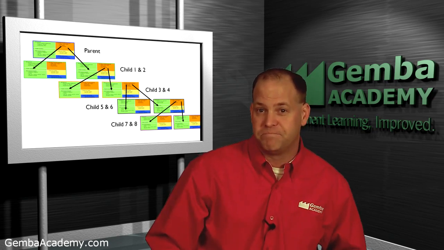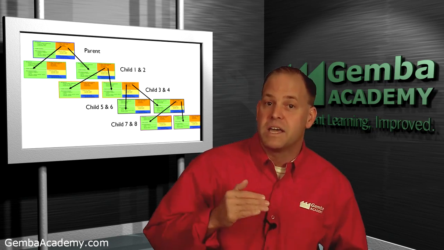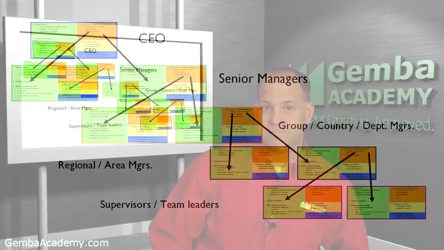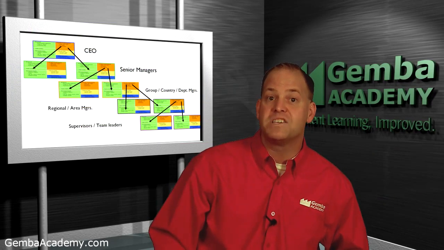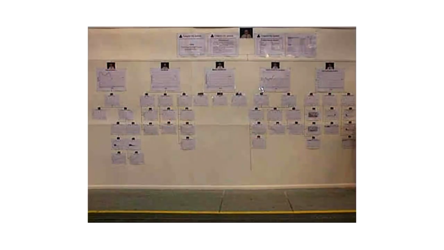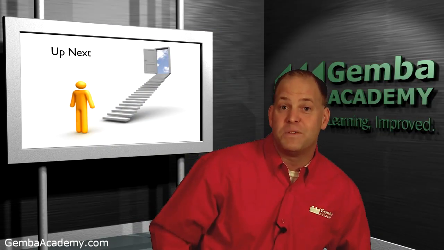Additionally, A3s can also be deployed from the top to bottom of the organization, as we see here. In this case, the CEO's actions become the targets of senior managers, and the process continues the same way throughout the organization. And once an organization has their parent and child A3s complete, they can be posted in a war room as shown in this example, providing an easy way to monitor the progress and performance of these important initiatives.